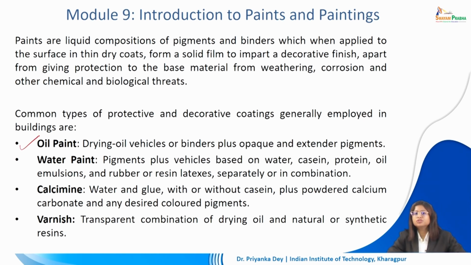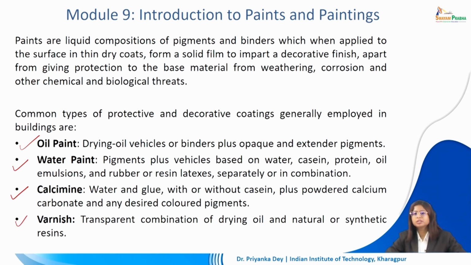Here the drying oil, vehicles or binders plus opaque and extender pigments are mixed. For water paints, the pigments plus vehicles based on water, casein, protein, oil emulsions and rubber or resin latexes separately or in a combined form are used. Calcimine is water and glue with or without casein plus powdered calcium carbonate and any desired coloring pigment is used.